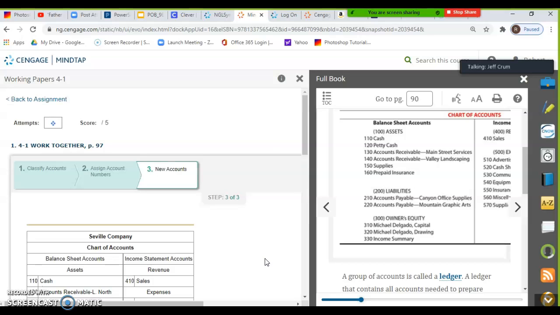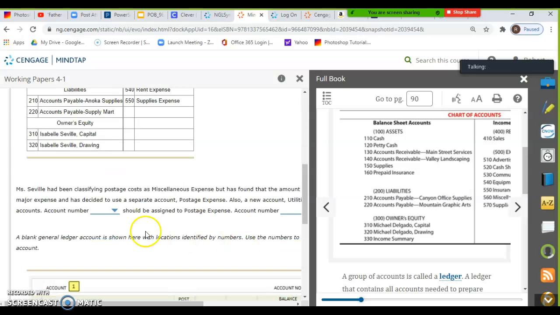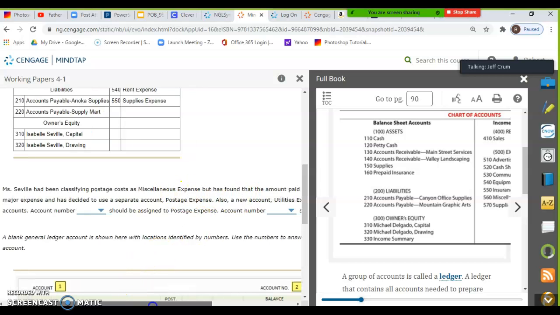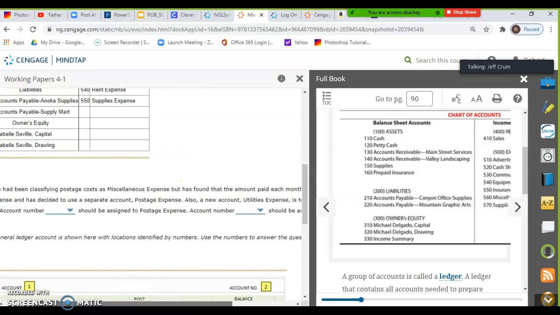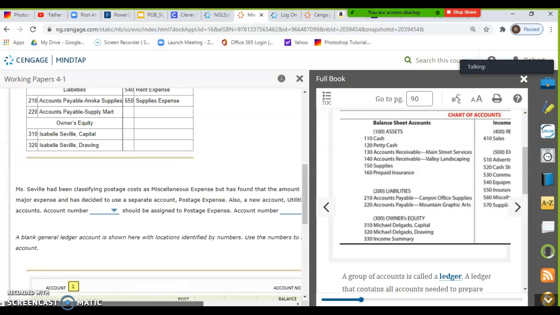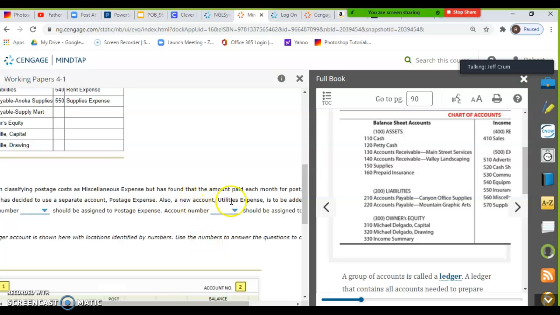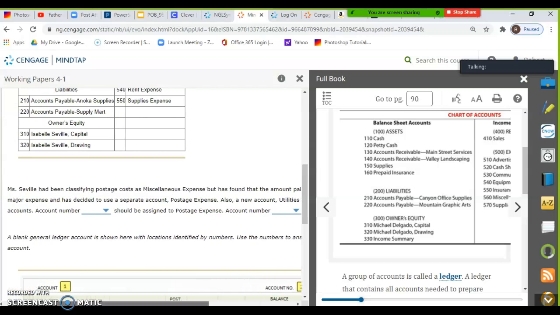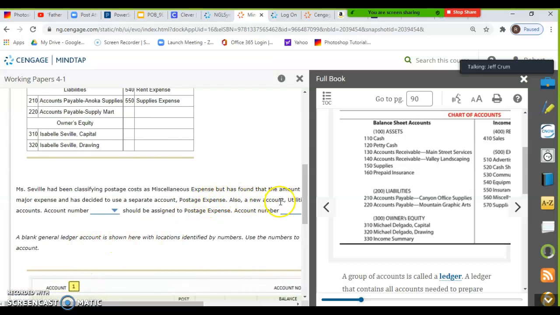Next step. Okay, so in this one, we're going to start a new account. Postage cost is miscellaneous expense. We found the amount for each month has become a major expense, and you're going to separate postage into its own account as a postage expense. Also, a new account for utilities is going to be added. So we're going to add a postage account and a utilities account.